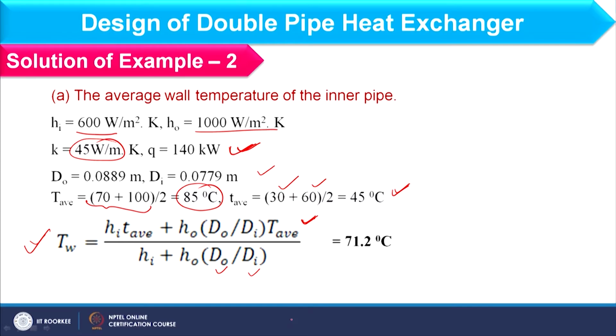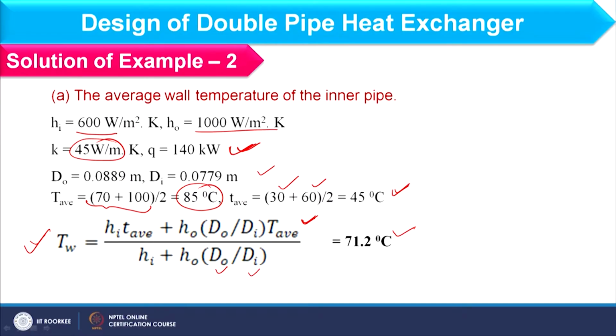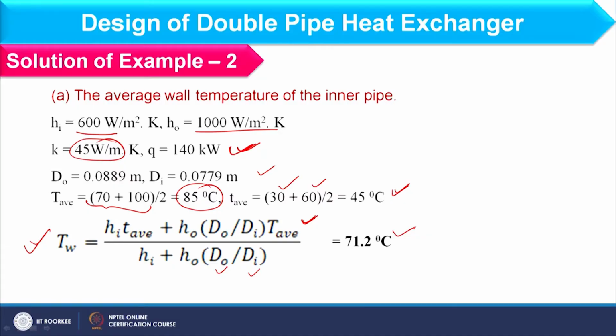So, all these values are known to you. You can simply put the value. This is the direct calculation. All values you have to put in this, and then you can find out the average temperature of the wall, and it comes as 71.2 degree Celsius, right. So, this is the first part of example 2.